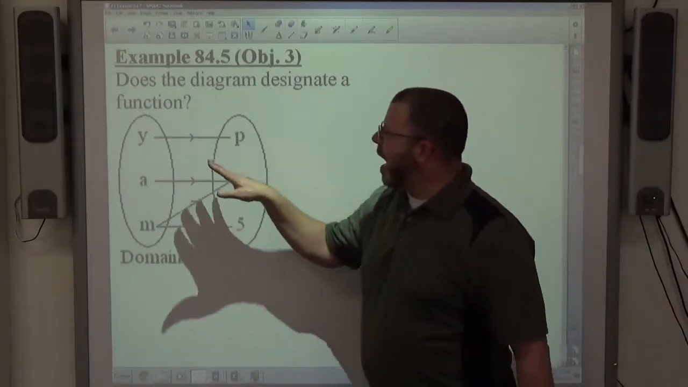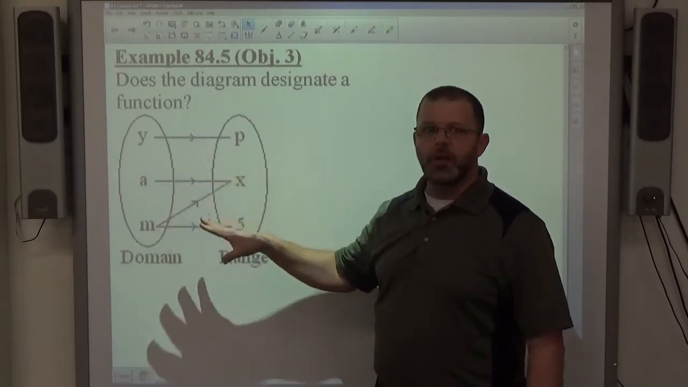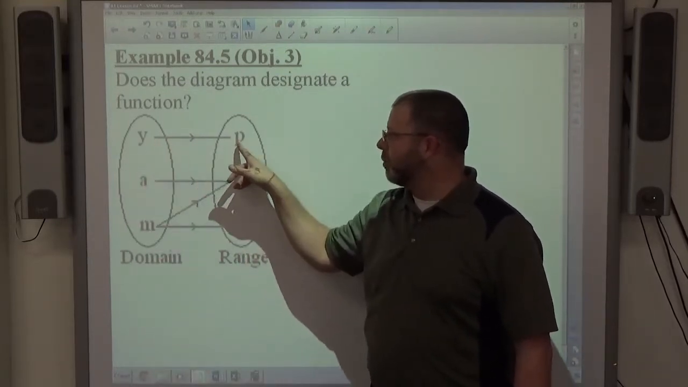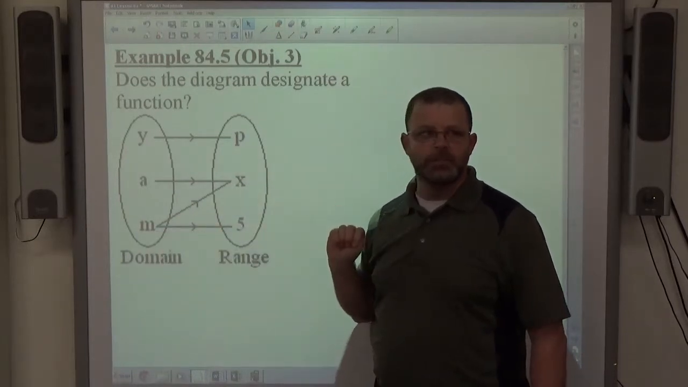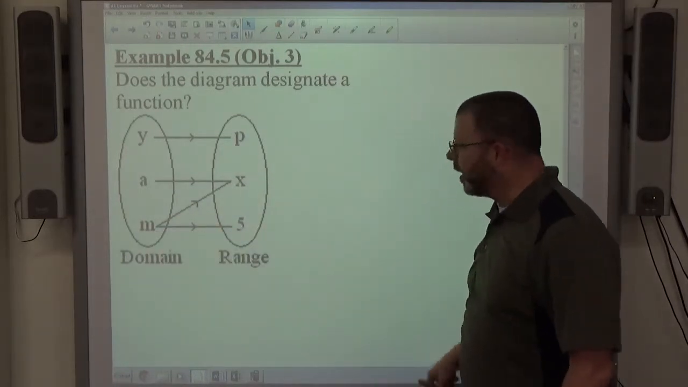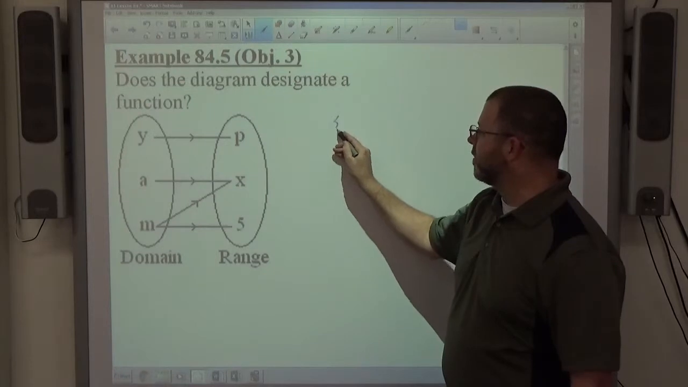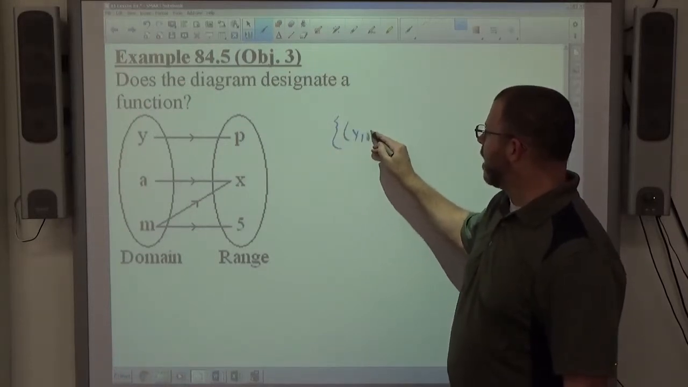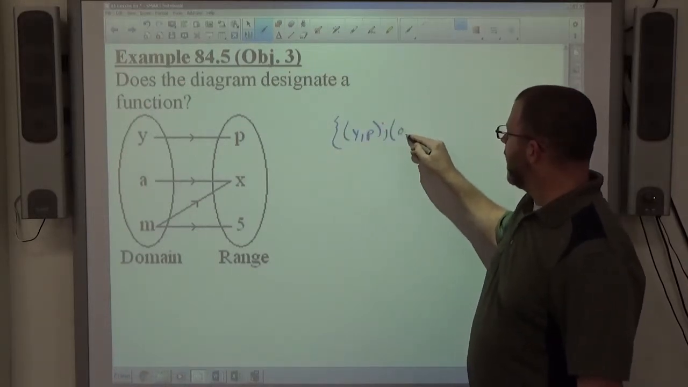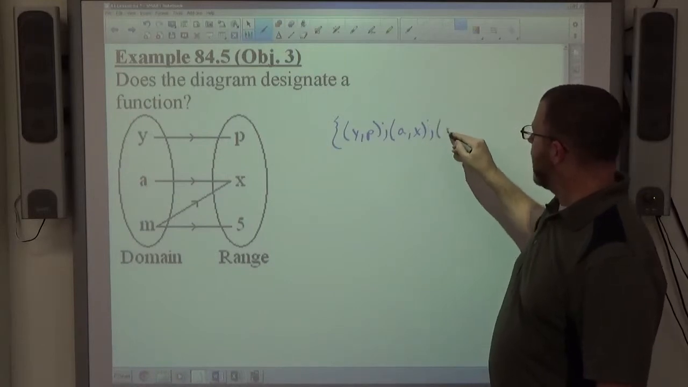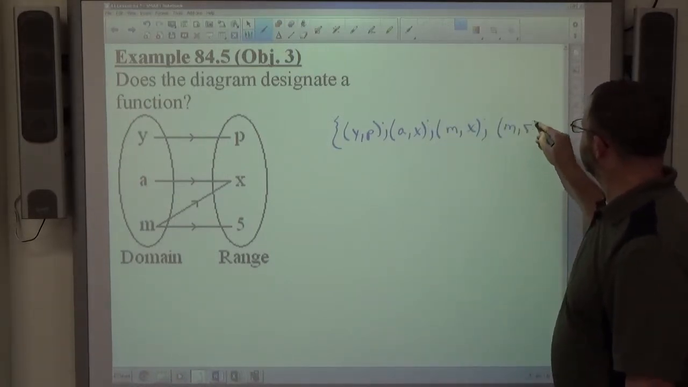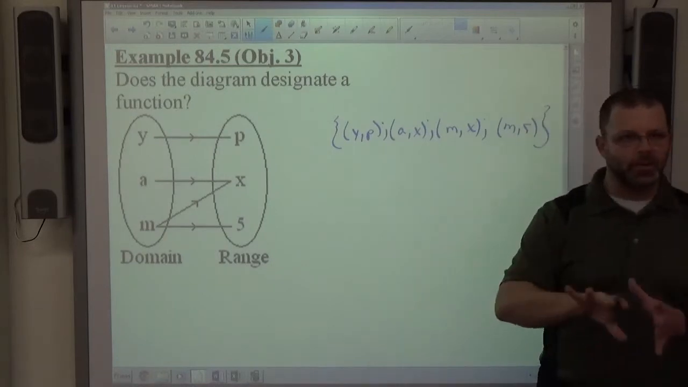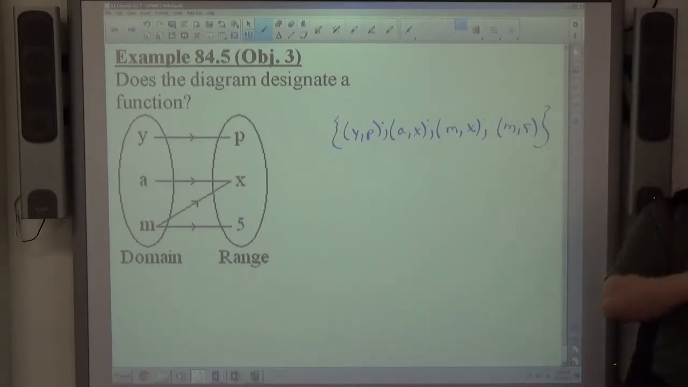This is a mapping. What it's telling us is how to create ordered pairs. Y gets paired with P, A gets paired with X, M gets paired with X, M gets paired with 5. That's what it means. So another way of writing that exact same thing would be a set of ordered pairs. Y comma P, A comma X, M comma X, M comma 5. Okay, the domain is what we're putting in for X, the range is what we're getting out for Y.